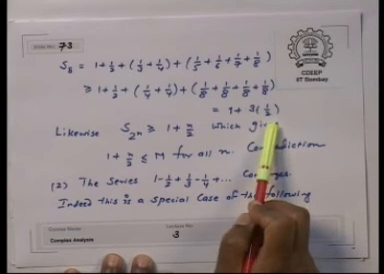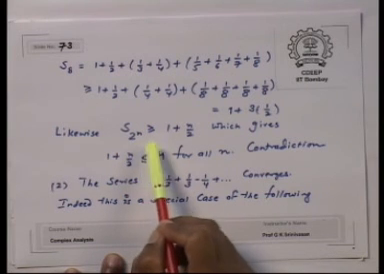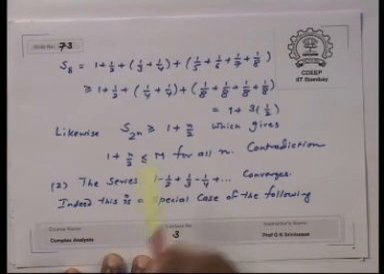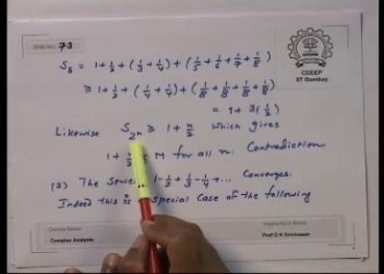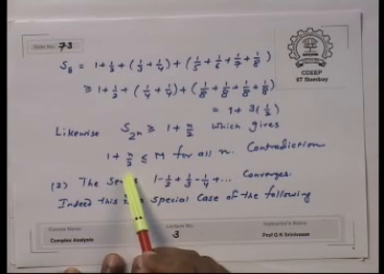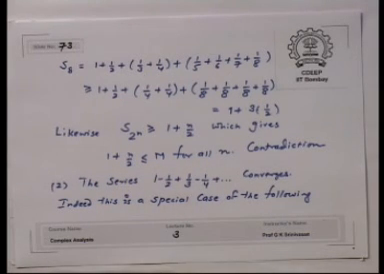right. Same argument will go through, and S sub 2 to the power n will be greater than or equal to 1 plus n by 2, but S_{2^n} is less than or equal to M. That means 1 plus n by 2 is less than or equal to M for every n. That is a contradiction.